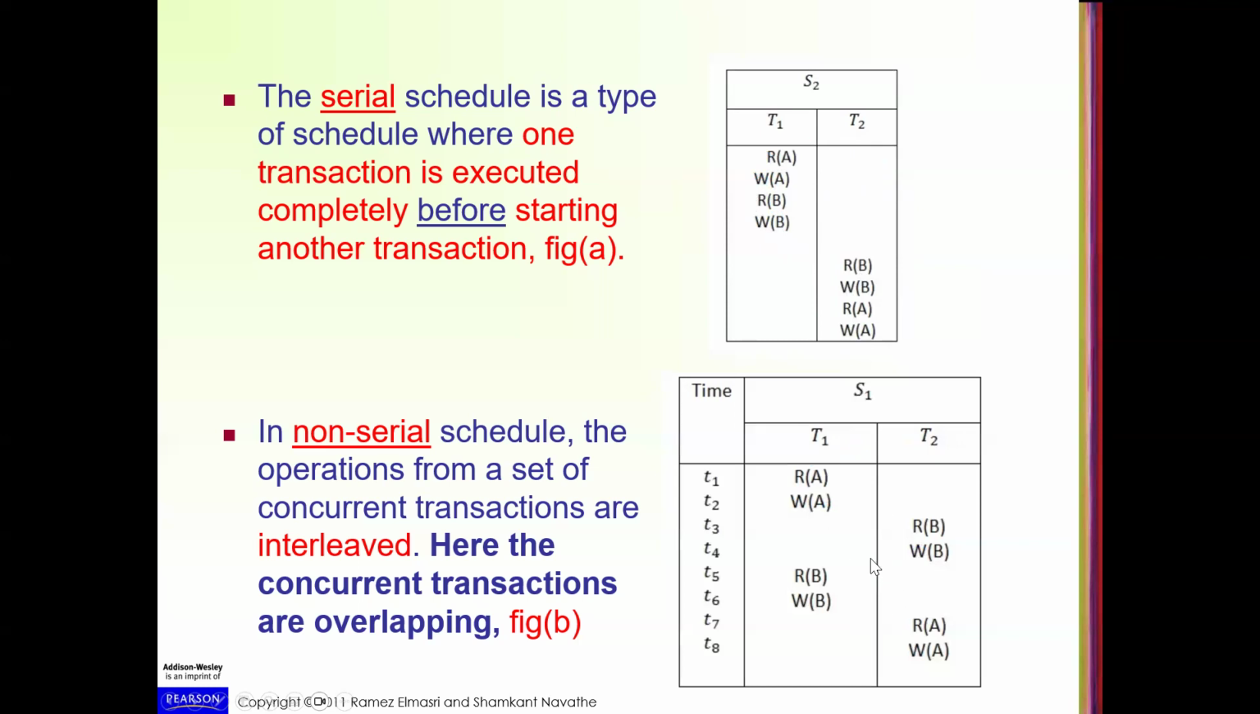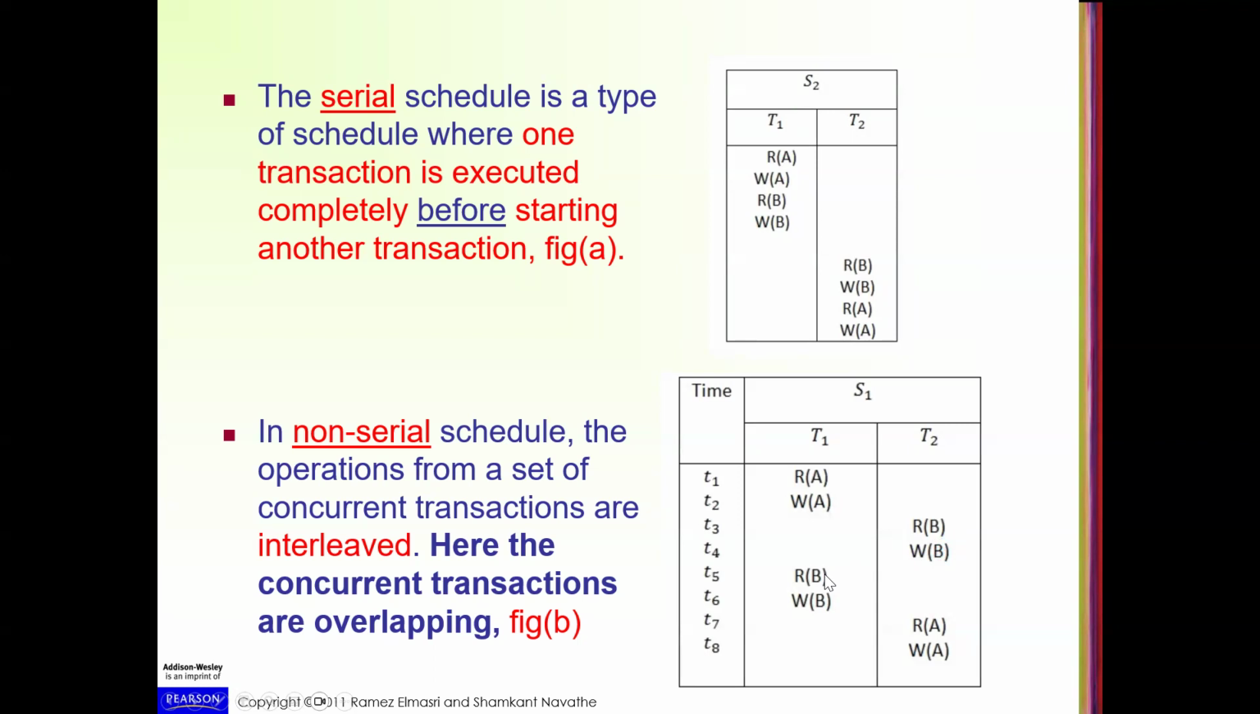The opposite of serial is non-serial schedule, wherein the operations from a set of concurrent transactions, meaning two transactions running at the same time, interleave with each other. Here, the concurrent transactions are overlapping. For example, here the transaction T1 starts, and it reads item A, and then it writes item A. Then T2 starts and it reads item B and then writes item B.